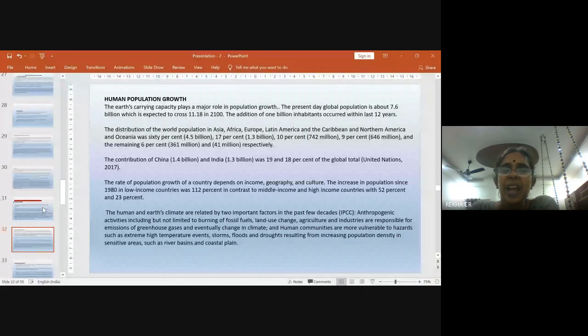So the distribution of the world population in Asia, Africa, Europe, Latin America and the Caribbean, Northern America, and Oceania was 60%, 17%, 10%, 9%, 6%, and 1% respectively. The contribution of China and India was 19% and 18% of the global total population. The rate of population growth of a country depends on the income, the culture, and the geography. The increase in population since 1980 in low-income countries was 112%, in contrast to middle-income and high-income countries with 52% and 23%.